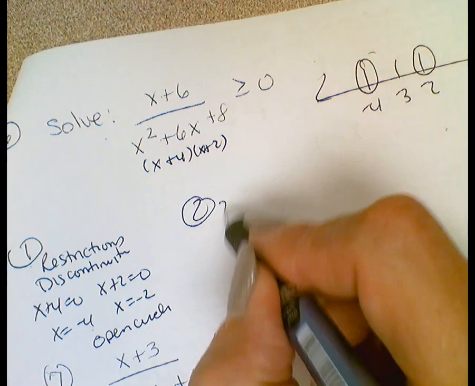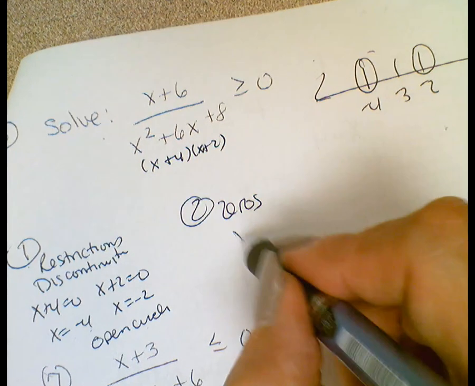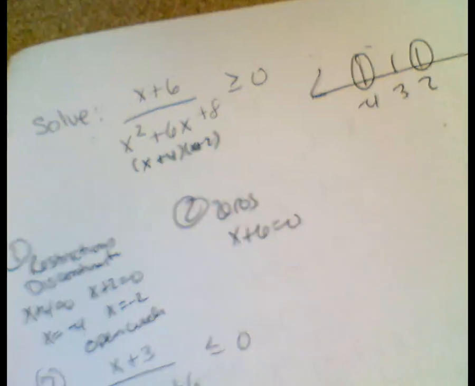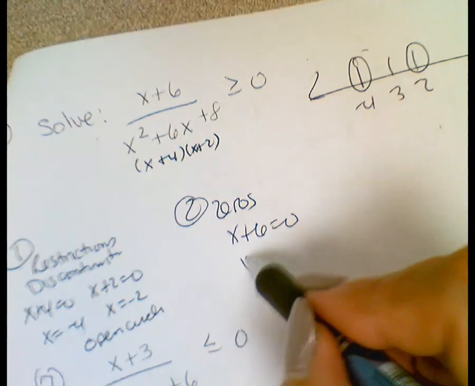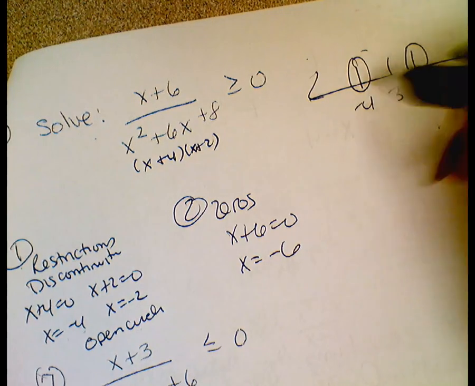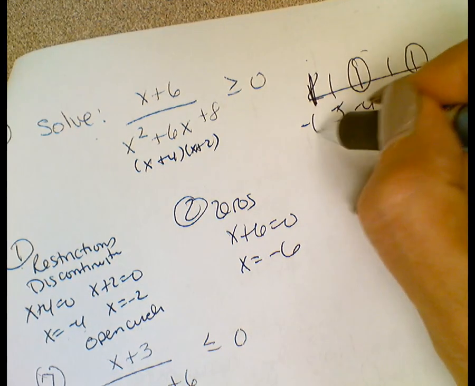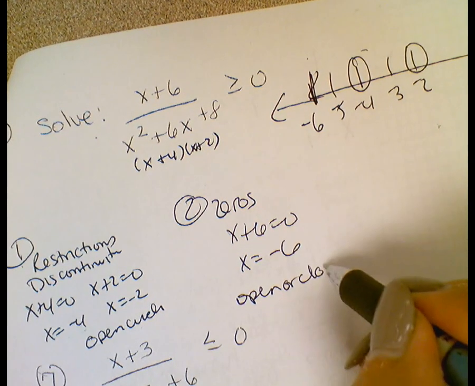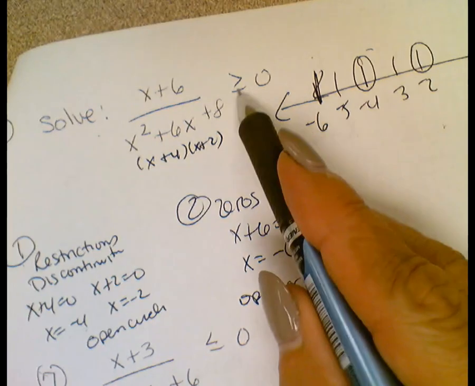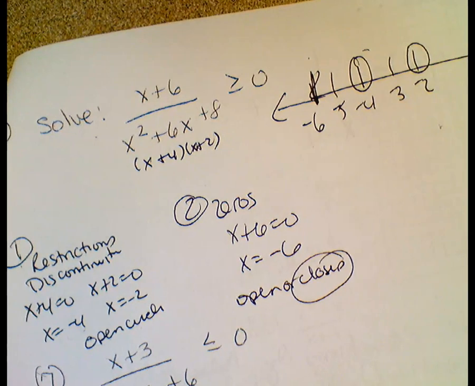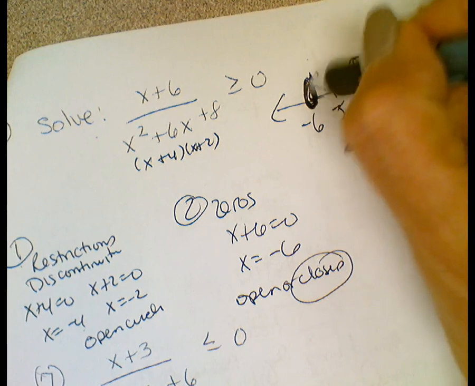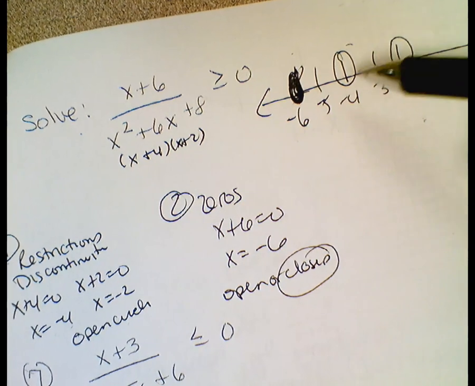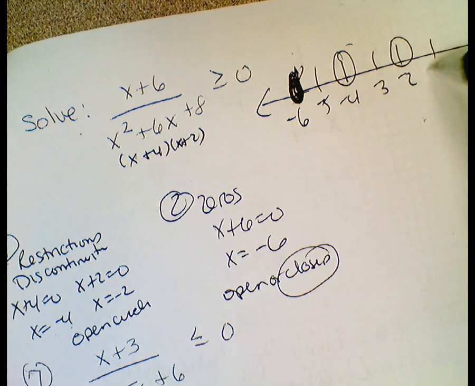Then the second thing you're going to do is find the zeros. You do this by setting your numerator equal to 0. You can set the whole thing equal to 0 and cross multiply. But since it's 0, you just set the numerator equal to 0, and your zero is -6. Now, on the zeros, you have to decide. Should it be open or closed? This depends on the original inequality. Since it is greater than or equal, we want closed. So -6 is going to be a closed circle. So we basically have 3 sections. We have the part that's less than -6, the part between -6 and -4, the part between -4 and -2, and everything greater than -2.